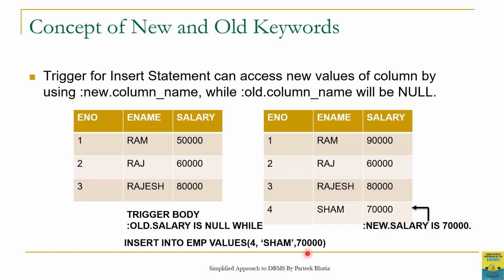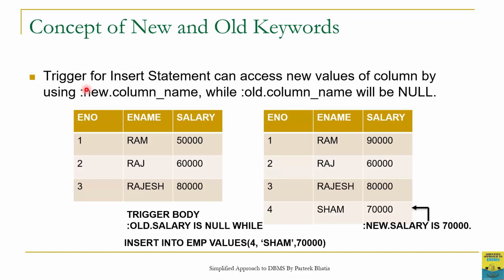So we can conclude that in case of a trigger over an insert statement, it can only access the new values of a column by using the keyword :new dot column name. In this case, :new dot salary will return 70,000. Since there is no previous value of e-number 4, :old dot column name or :old dot salary will return a null value.